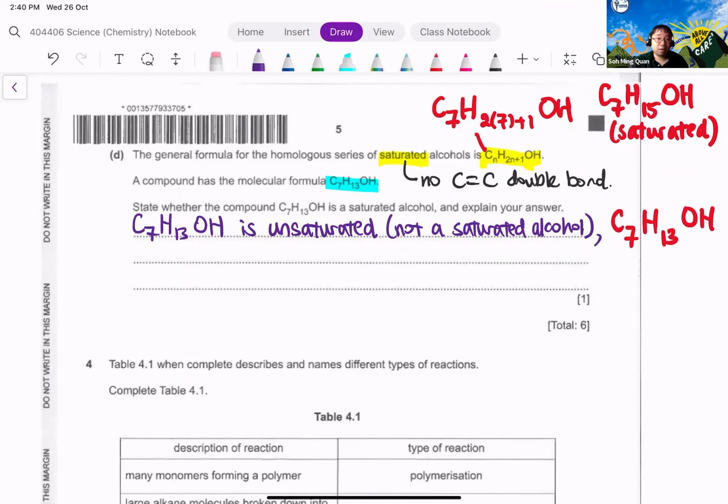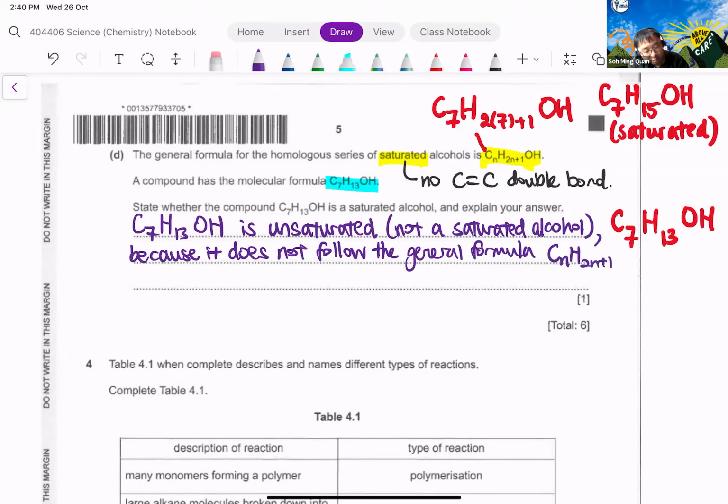Why? Because it does not follow the general formula CnH2n+1OH. Okay, actually that's all that is needed for this question, because it's only 1 mark and it's just a deduction question. Okay.